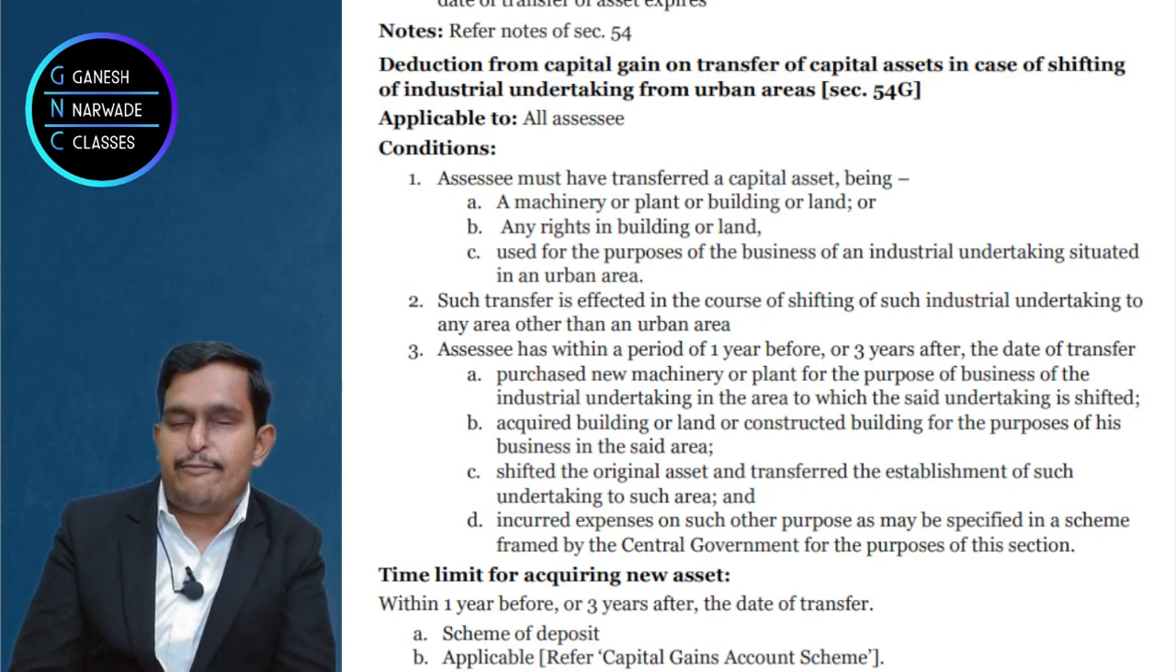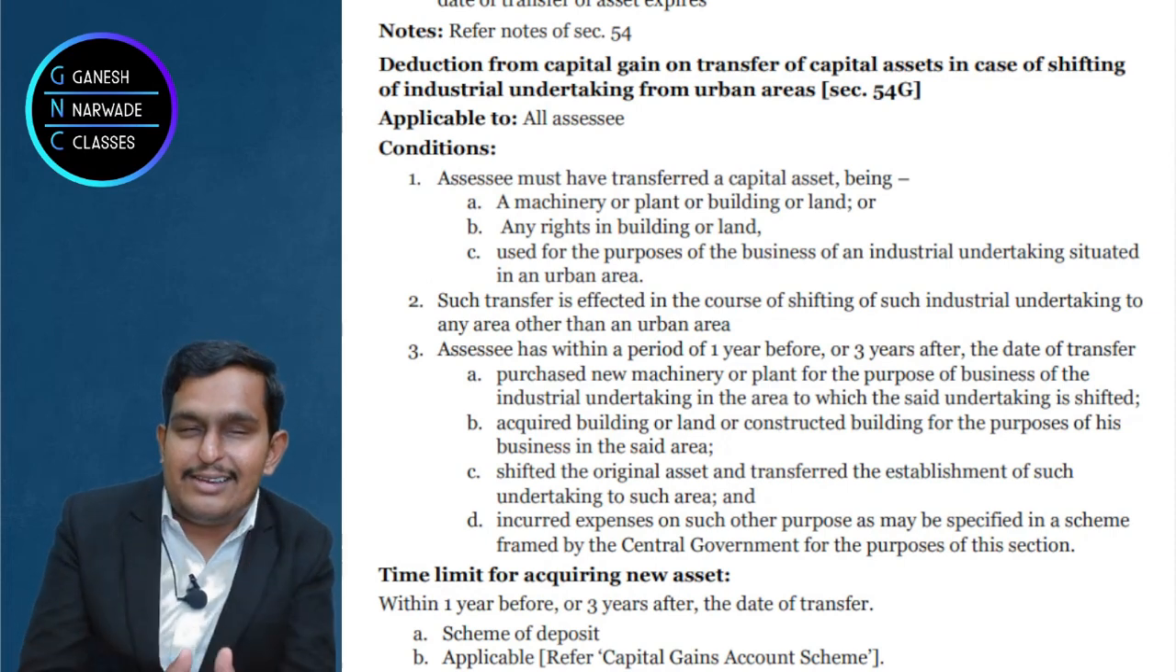That's it. If you buy this, within how much time? Within 1 year before the date of transfer from urban to rural, or within 3 years after the date of transfer from urban to rural, you can make such purchases. A, B, C, D, all are okay. But if you do, what will happen? You will get the deduction.